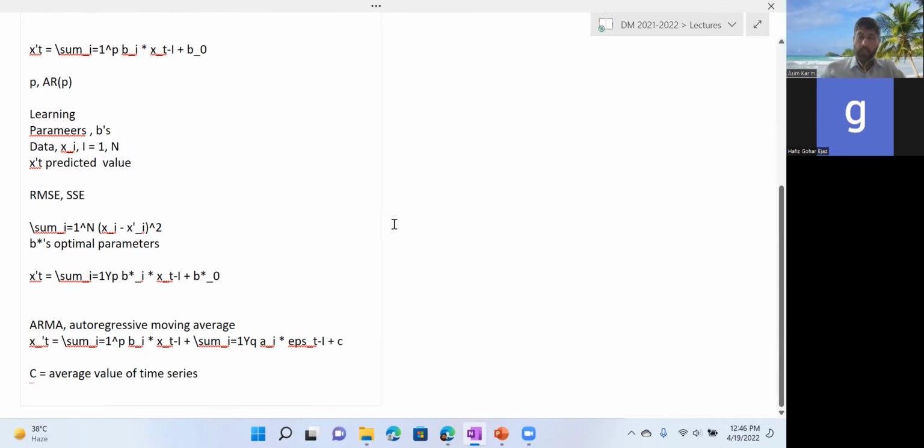So, okay, what is epsilon, by the way? So epsilon is actually the difference between the actual value and the moving average value at a particular time t or i. So this is epsilon.